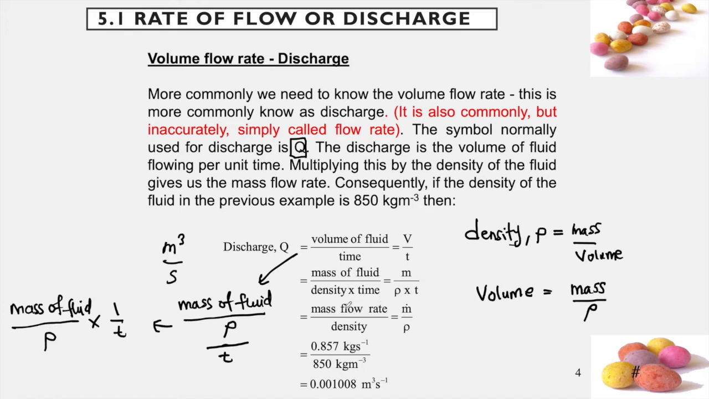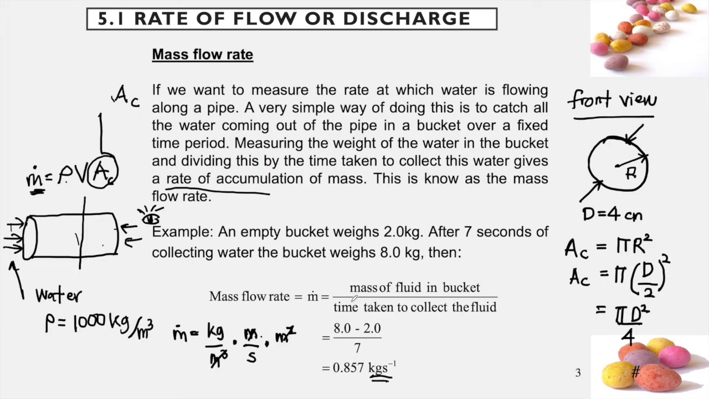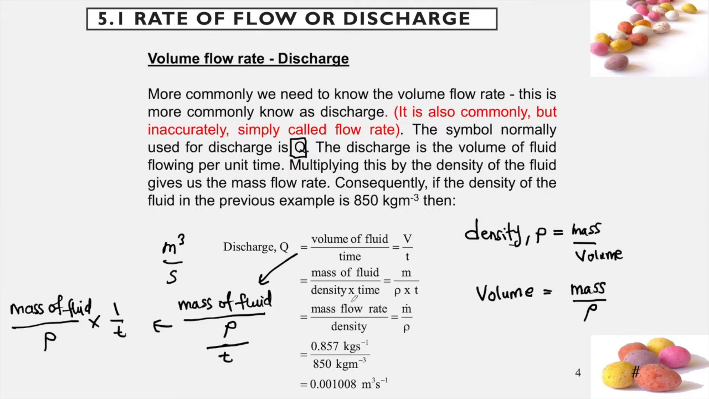We know that the mass flow rate from the previous example is 0.857 kilogram per second. Therefore, you need to substitute into this equation in order to determine the discharge. Density is already given in this question, 850 kilogram per meter cubed. And the time taken for the flow is 7 seconds. But here, as we can see, volume is mass over rho.